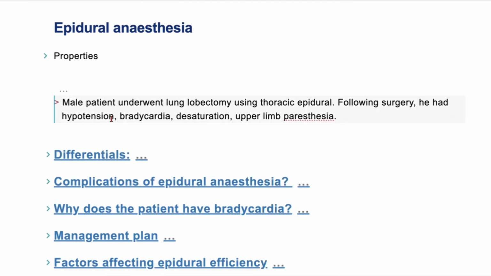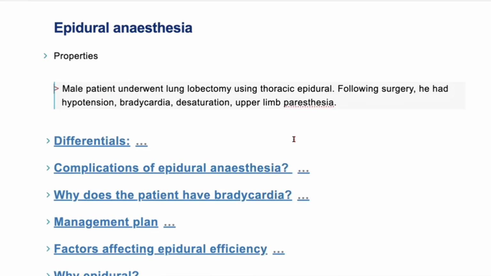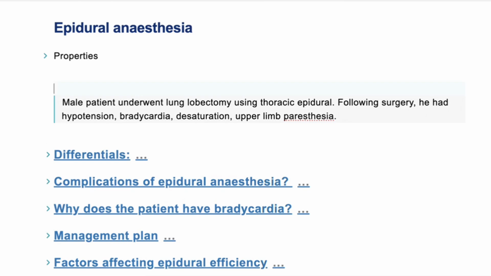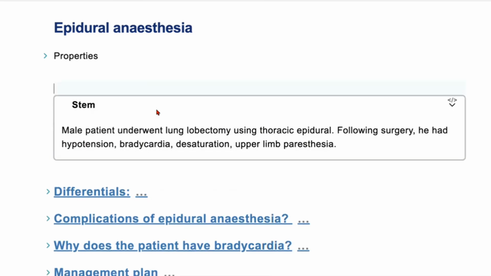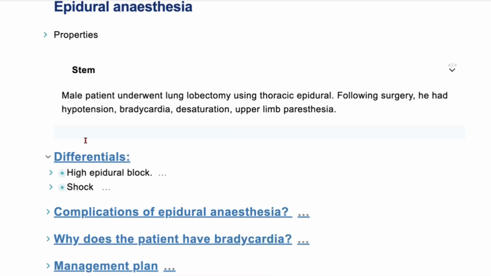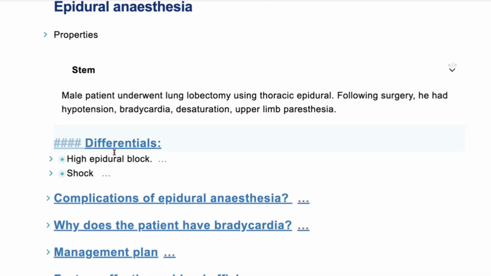All right. I have a male patient who underwent lung lobectomy using thoracic epidural. Following surgery, he had hypotension, bradycardia, and desaturation. What are your differentials here? Given the history of hypotension and bradycardia, I would be worried about shock: distributive shock, obstructive shock secondary to hemothorax and pneumothorax, and post-operative hypovolemic shock. Another thing I'd be worried about is a high epidural block, which would cause paralysis of the diaphragm or the intercostal muscles. That's right. So lots of differentials, but epidural block will be your top differential, and also the shock as well.